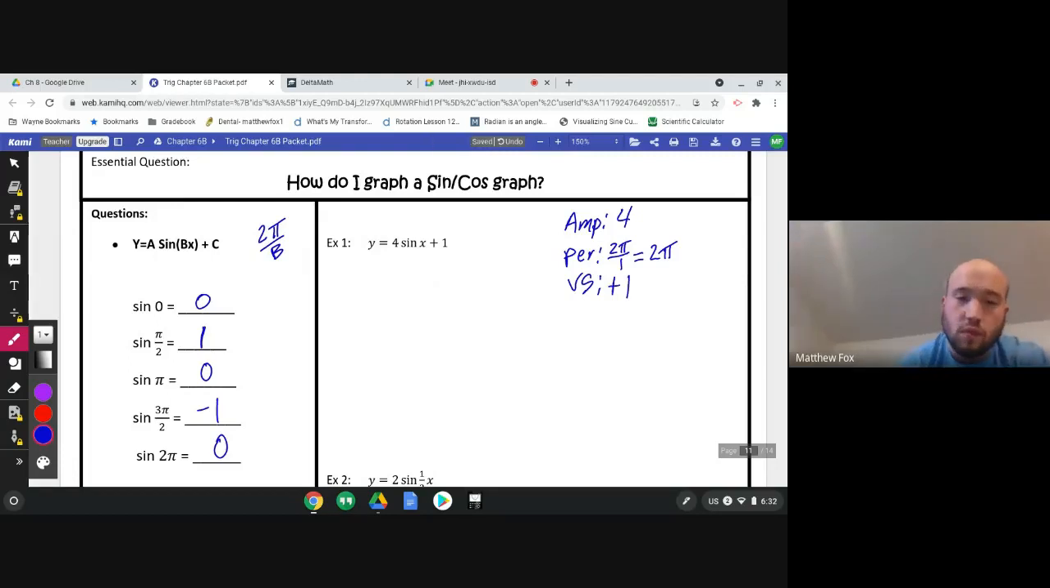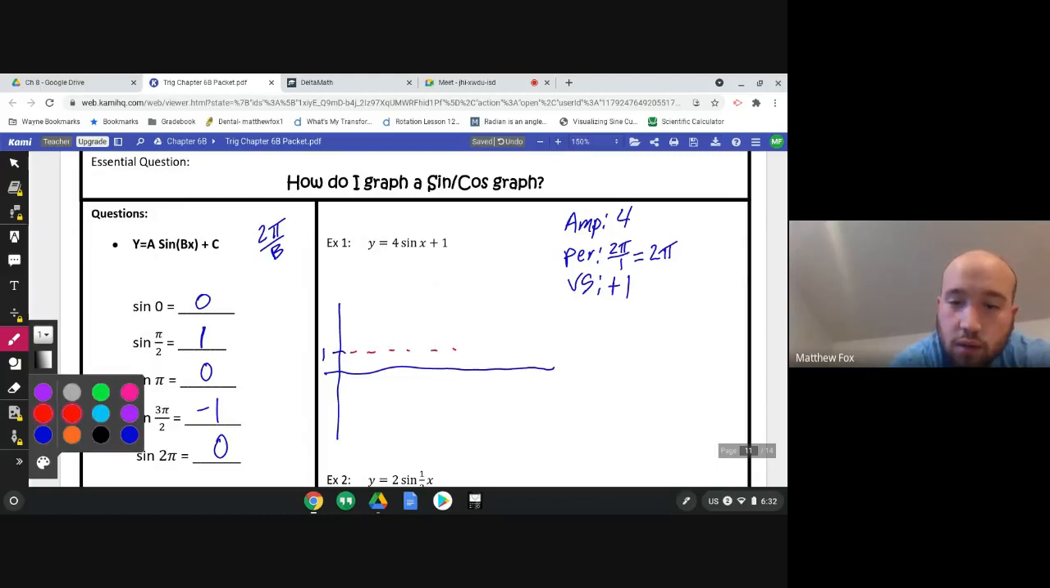Now, when we're graphing this, draw your y, your x-axis. And in our case here, it shifts up 1. So we know that the midline is going to occur here at 1. Now, it has an amplitude of 4, so it's going to have to go up 1, 2, 3, 4 above that, all the way to 5. It's also going to have to go 1, 2, 3, 4 below that, all the way down to negative 3.